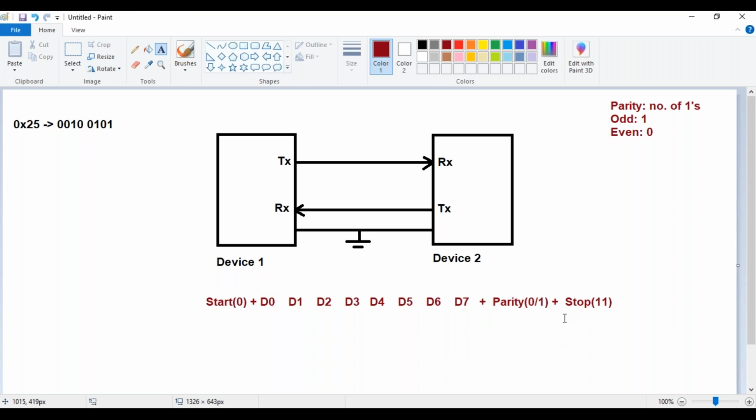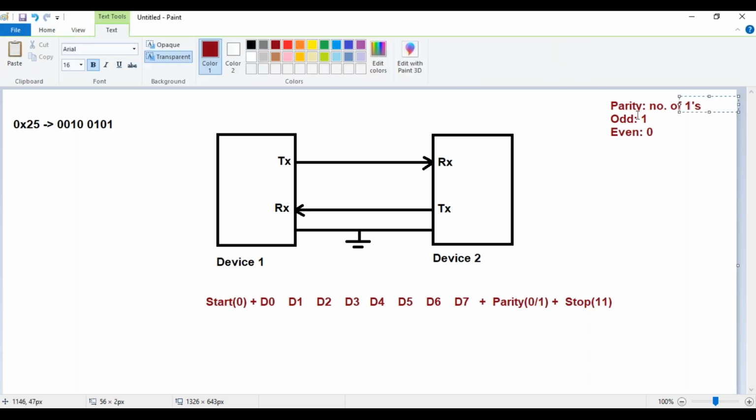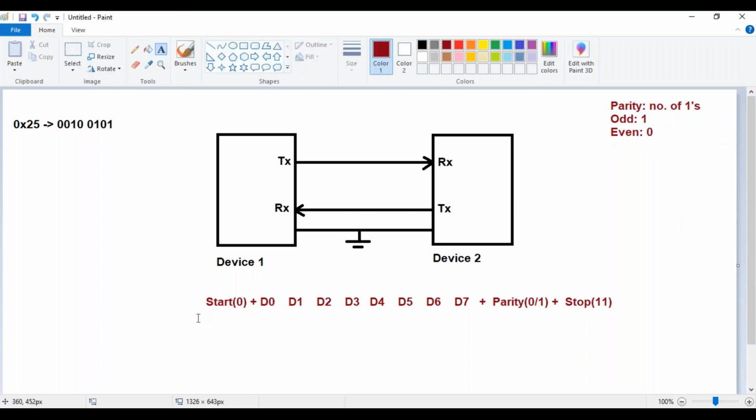It will just say whether you have an odd number of ones or an even number of ones. Okay, that is the parity bit. So parity 1 represents odd parity, meaning it has an odd number of ones. Parity 0 represents it has an even number of ones.